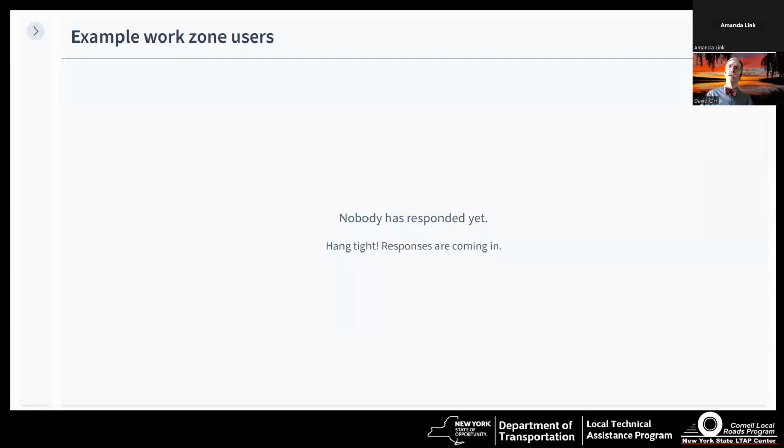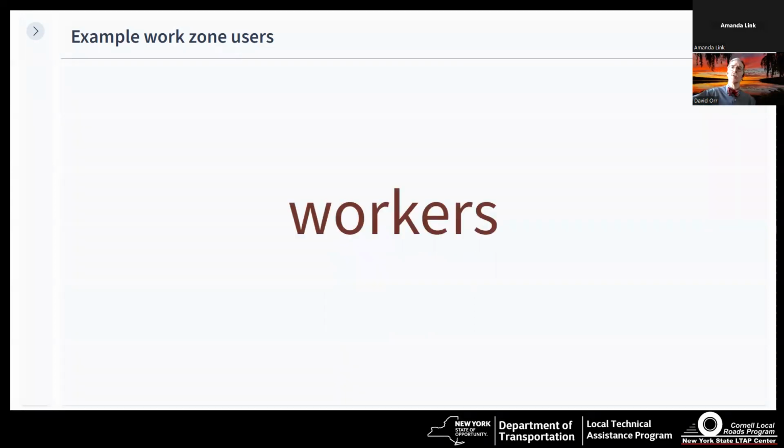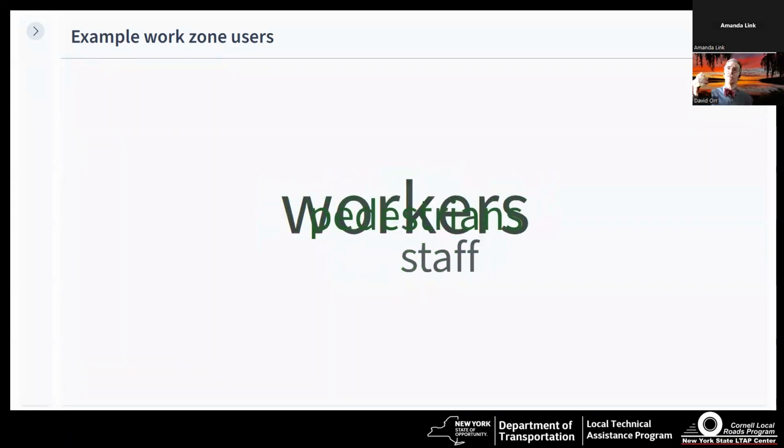So let's start with who's using a work zone. Who is in a work zone? So you can help me out. Again, here's a Poll Everywhere thing. Who is in the work zone? Give me a list of who's in the work zone. Just one word, and we're going to make a little word cloud.